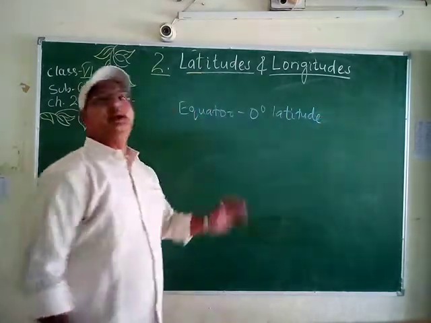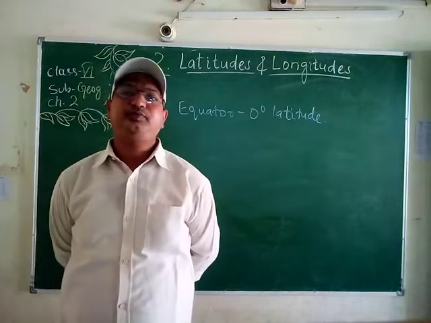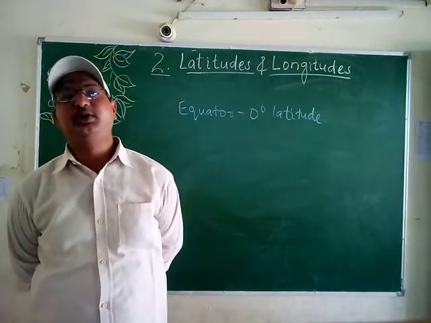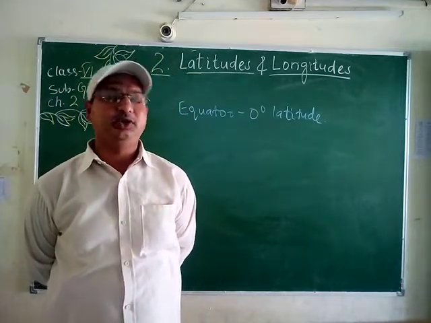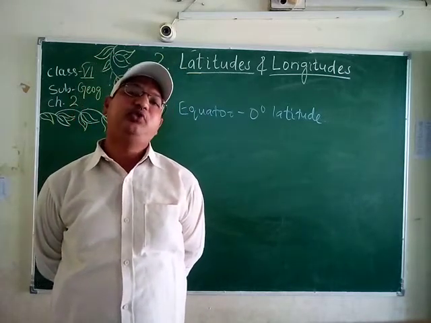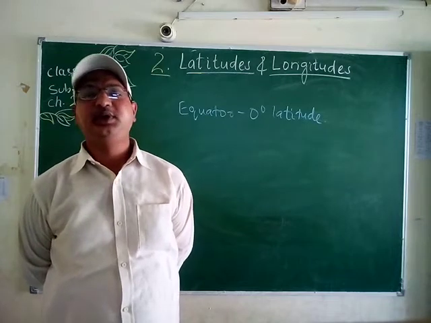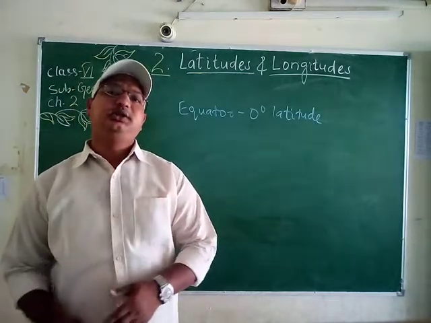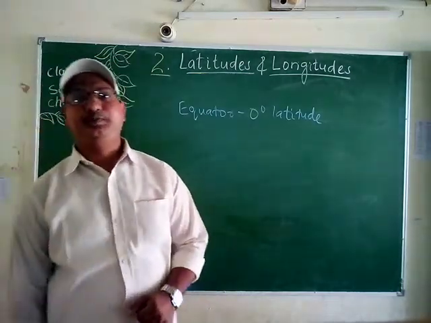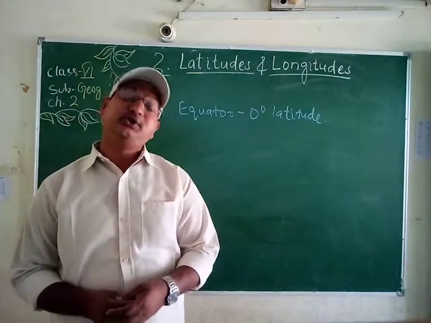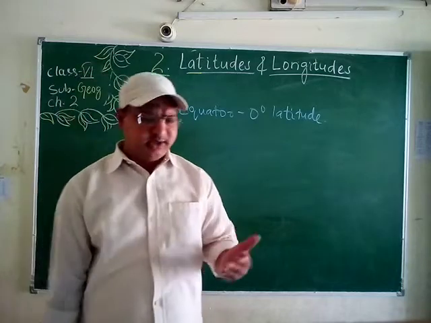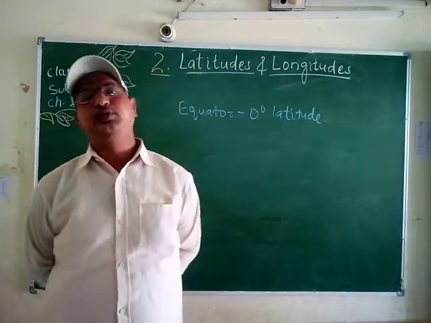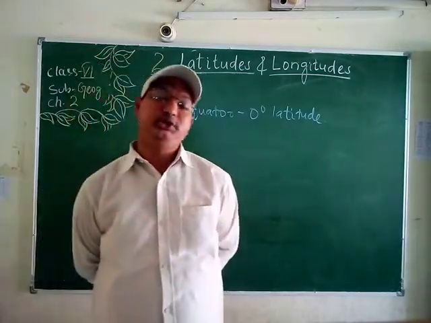The 0 degree latitude. And since the distance from the equator to either of the poles is 1/4 of a circle around the earth, it will measure 1/4 of 360 degrees, that is 90 degrees. Hence, the north pole is 90 degrees north, and students, the south pole is 90 degrees south of the equator, respectively.